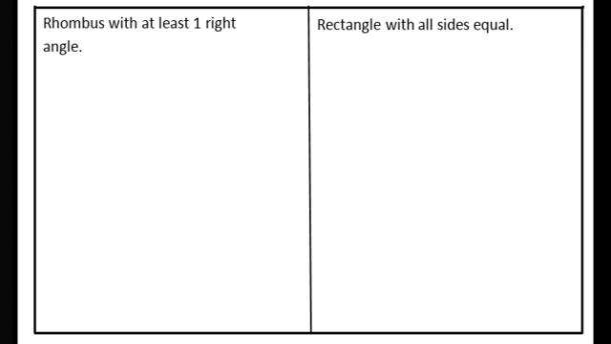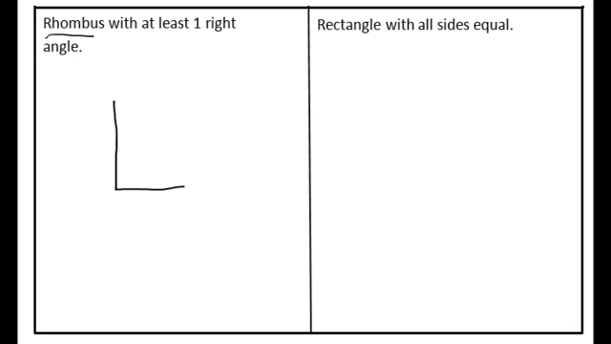The next direction says to draw a rhombus with at least 1 right angle. So again, if it's a rhombus, all 4 sides are the same length, and I have to have a right angle. So I'm going to start by drawing 2 sides of the same length and show the right angle. Now we just have to draw the other 2 sides. You'll notice when I do this that all 4 sides are equal. That's what makes it a rhombus. And I do have actually 4 right angles.